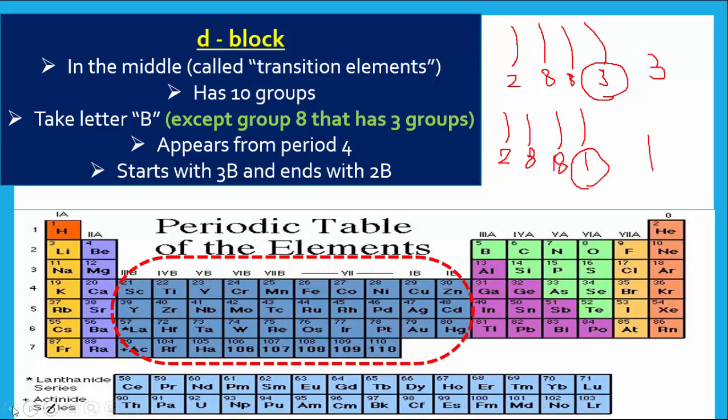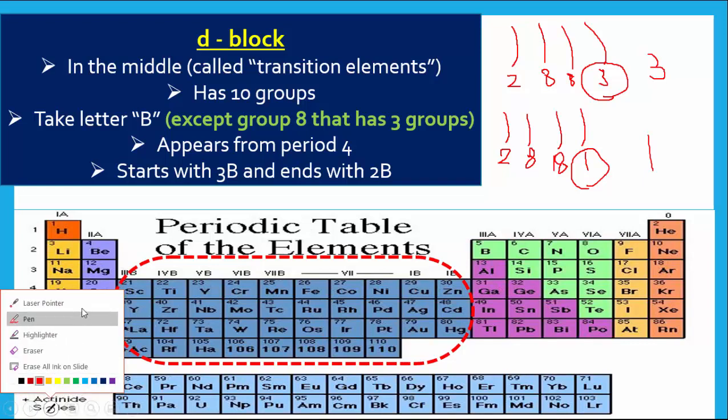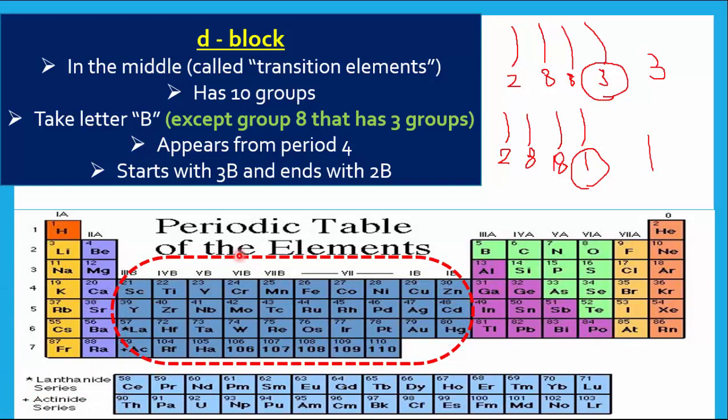Let's continue. So it was block number 3, which is D block. Again, it's found in the middle, called transition elements, has 10 groups, and takes the letter B, except group 8. Look, 3B, 4B, 5B, 6B, 7B. We would have to say 8B, 9B, and 10B. No, we didn't do this. We take all of the 3 groups as group 8, not 8B, 9B, 10B, and so on. It's an exception here.